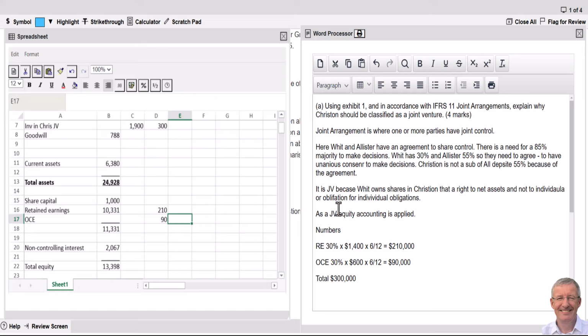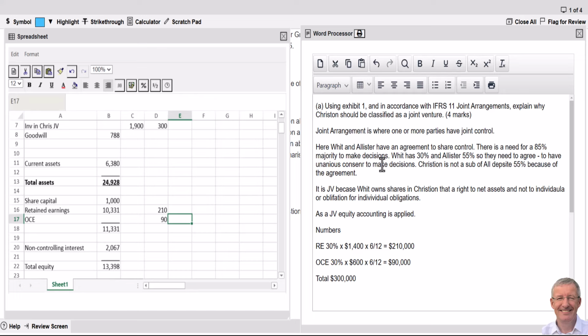How many marks do you think I have earned already? Well, let's have a think. I am confident that this answer here is worth 4 out of 4. Okay? So the narrative is worth 4 out of 4.